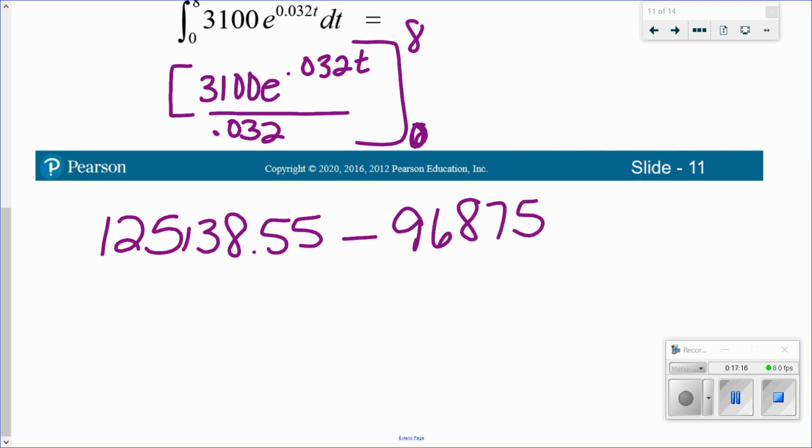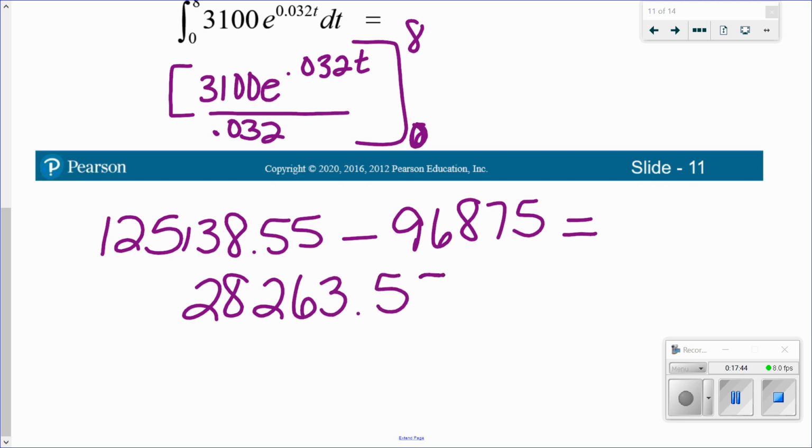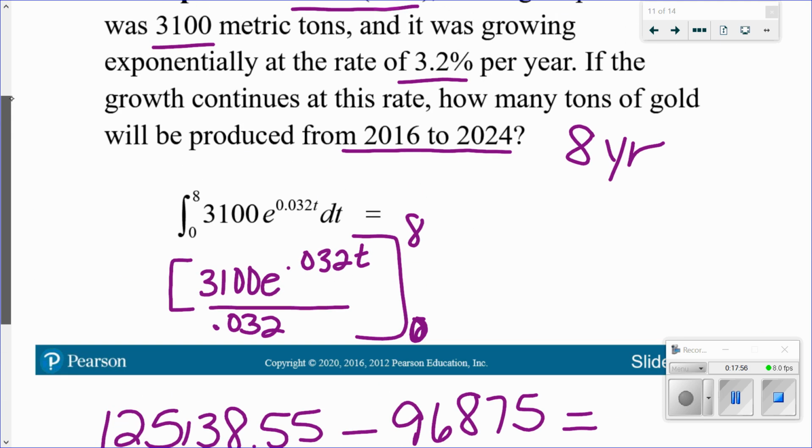96,875. You will notice that none of these have been 0 when we evaluated it at 0. The 0 is in the exponent, so it is not going to zero out. Okay, so 125,138, and we're going to subtract 96,875. So we get that 28,263.55 metric tons. That's how much gold will be produced in those 8 years.